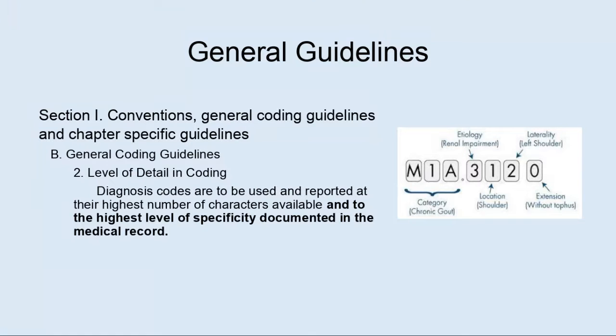So for example, if coding gout, code M1A.312 would be invalid because it doesn't include all the necessary digits, meaning the final digit to indicate with or without tophus, which is a stone. So this by itself is invalid. You gotta have that 7th digit.